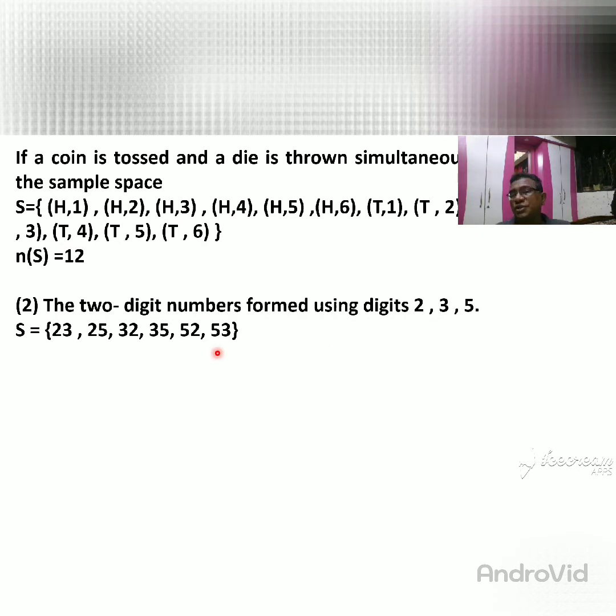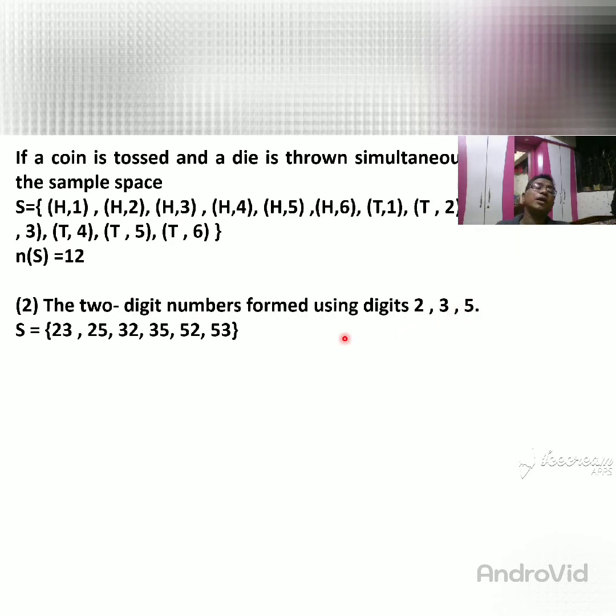Do you understand what I explained here? That each number can make pairs with another number. In such a way, here 2 is making pairs with 3, 23. 2 is making pairs with 5, 25. 3 is making pairs with 2, 32. 3 is making pairs with 5, 35. 5 is making pairs with 2, 52. 5 is making pairs with 3, 53.